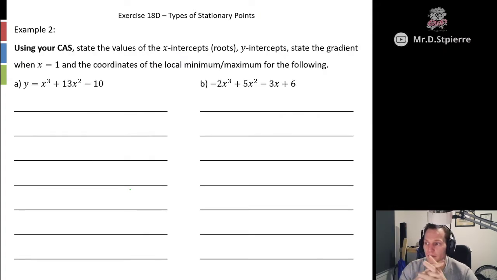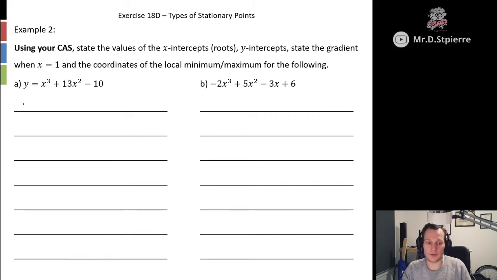What about doing it by CAS? So using your CAS, state the values of the x-intercepts, the roots, the y-intercepts, state the gradient when x equals 1, and the coordinates of the local minimum and maximum for the following. Rightio. Okay, so we're going to do this all with CAS. The only thing I'm going to write down is the notation we used in the CAS and the answer. That's all I'm going to do.